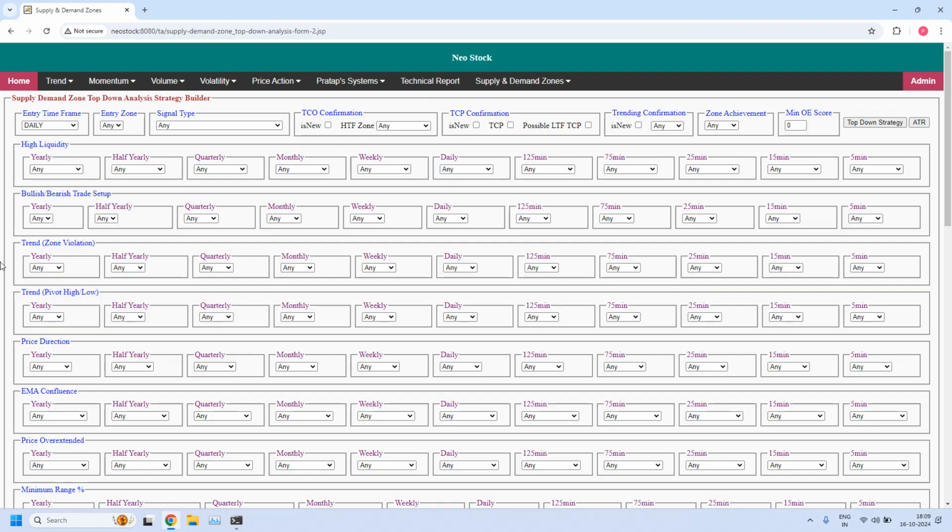That is the monthly, weekly, daily and hourly income trades. First, let's start with the bullish trade setup for monthly income trade. For monthly income trade, entry time frame is daily. Entry zone should be demand zone. In bullish or bearish trade setup at daily time frame, I am selecting bullish.